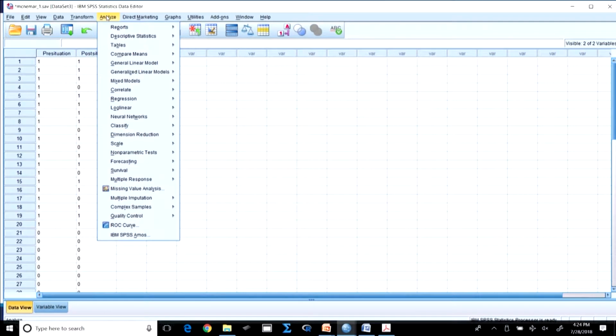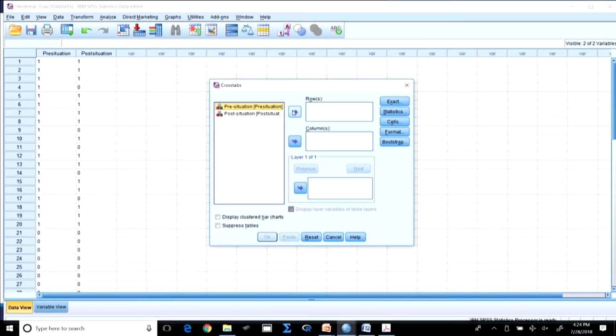Here there are two ways of doing it. You can do it with a non-parametric test, but I will show you another way which is simpler. Now go to the cross tabs. Take one of them as the pre-situation, the row, and the post-situation in the column. Now what do we want?